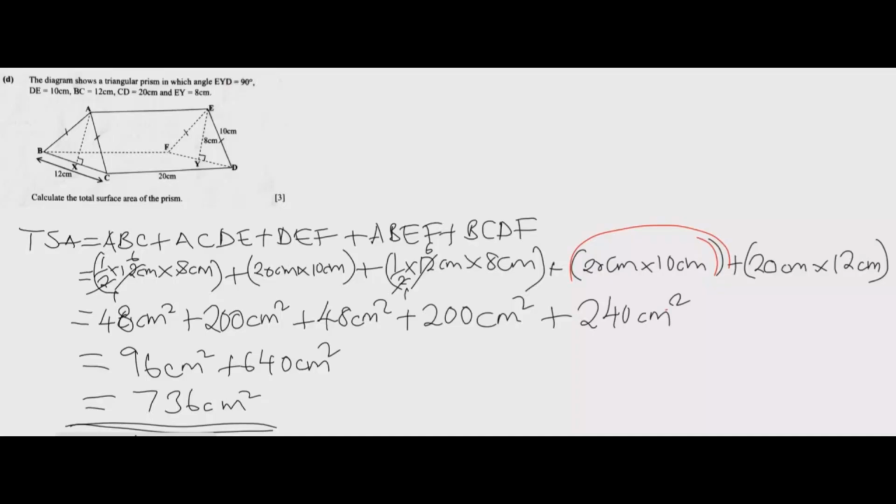Okay, so if you are left anywhere, you are behind anywhere, you can ask in the comment section. Basically, that is the correct answer for this one. The total surface area of this triangular prism is 736 centimeter squared.